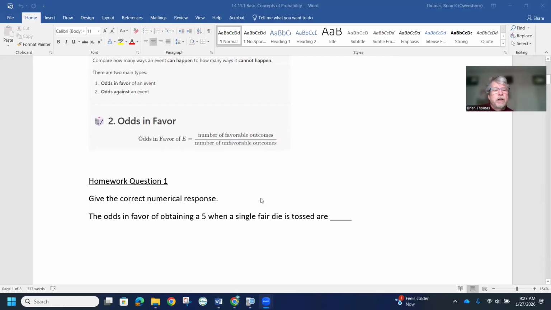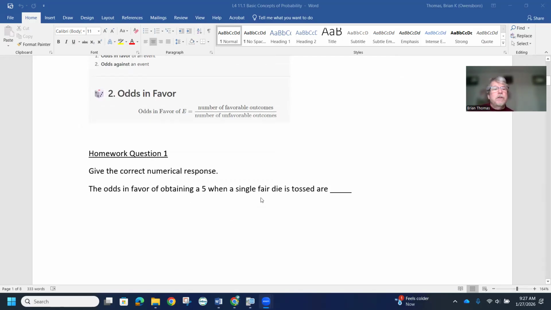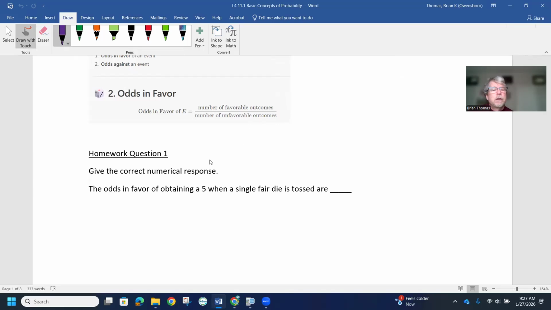So if I look at question one in our homework, it's asking us to give the numerical response. So we have: the odds in favor of obtaining a 5 when a single fair die is tossed are. A lot of times when we do this, odds are going to be in the form of a fraction or what we call a ratio. So I think in your homework they actually use the word to.